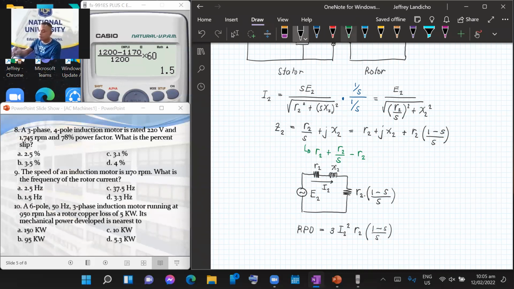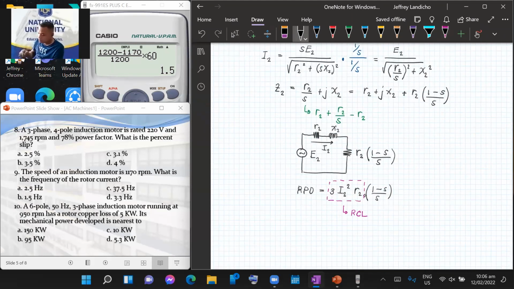So therefore, try to look for this given quantity. Tingnan mo ito. Sino yan? Diba? This is your RCL. Saan na ibig sabihin mo? Kaya kung naalala mo kapatid, ito lang talaga ang solusyon mo. RPD, it is always equal to RCL, quantity 1 minus S over S. Nakuha? That is your RPD.